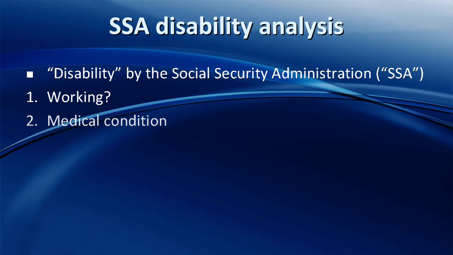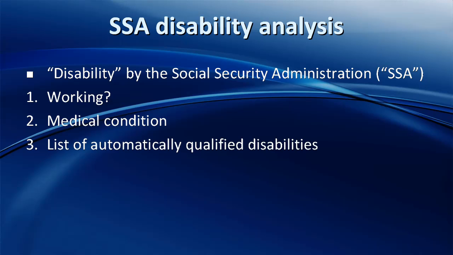Second, the SSA will ask whether Ray's medical condition is serious enough that it interferes with basic work-related activities. If not, then the SSA will probably not consider him to be disabled. If it does, then the SSA will proceed to the third step. Third, the SSA will check to see whether Ray's medical condition is on a list of conditions that automatically qualify as disabilities. If it is on the list, then he will automatically qualify for benefits and the analysis ends. On the other hand, if it is not on the list, then the SSA will proceed to the fourth step.